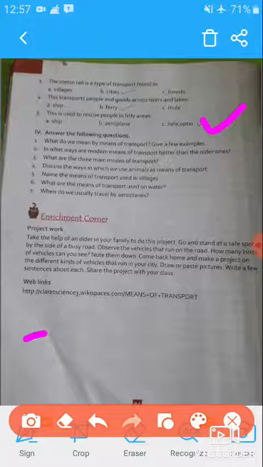Now students, let's come to question number 5, that is, name the means of transport used in villages. So students, bullock carts, cycles, buses, scooters and tractors are used as means of transport in villages. So in the answer of the fifth question, you will write bullock cart, tongas, elephants, mules and ponies are the different means of transport used in villages.